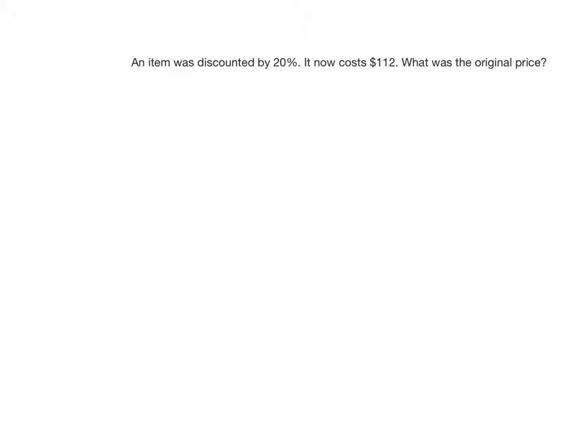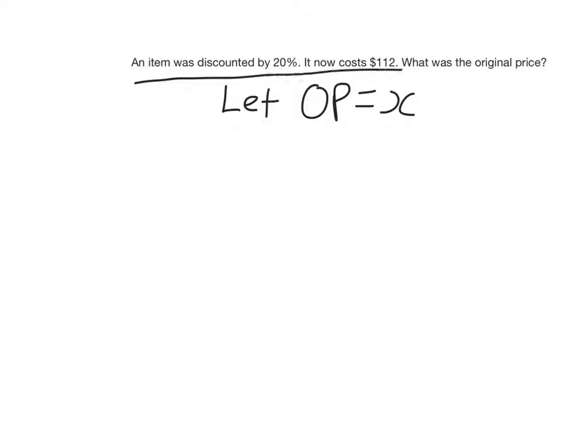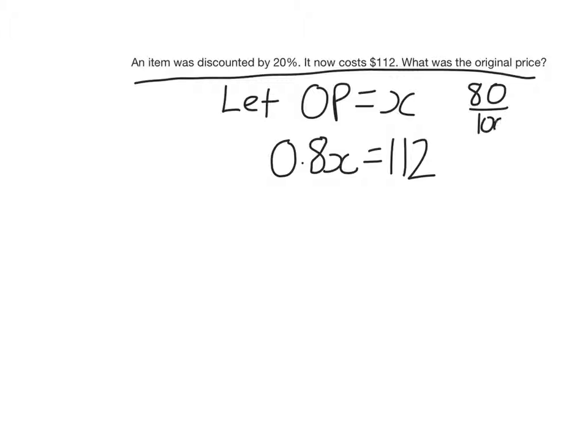So what we can do is we can let what we're trying to find, which is the original price, so OP for original price, be x. Okay, now let's write an equation. Let's just transform all of this here into a sentence that has only numbers and mathematical symbols. So I told you that we're paying 80% of the price, 0.8, or 80 over 100 x equals 112, okay? Absolutely fine if you write it like this. You'll get the exact same answer.